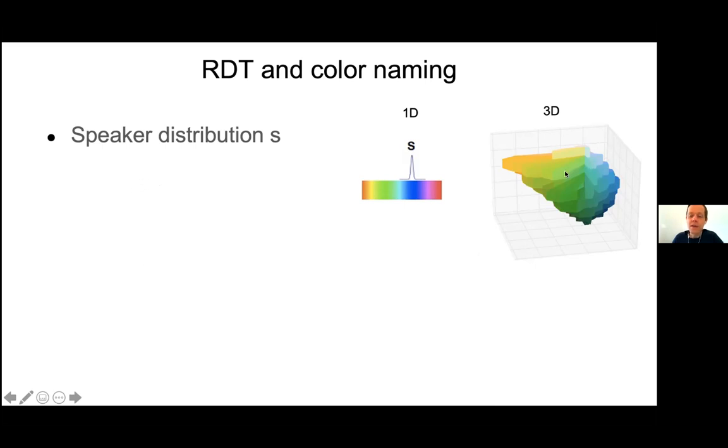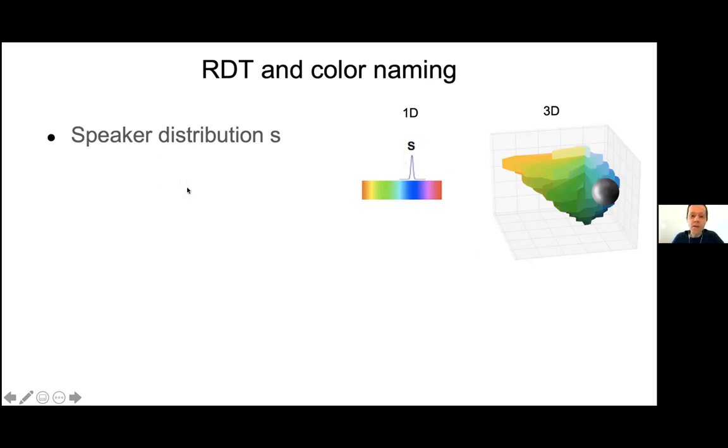So here's CIELAB space, and instead of this distribution over the one-dimensional space, we're going to think of a distribution in this three-dimensional space. As an example, imagine this little probability cloud centered in the blue region such that more probability is assigned to the interior of this sphere, and then the probability tails off towards the edges. So something like that is the speaker distribution.